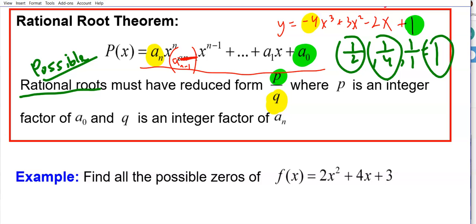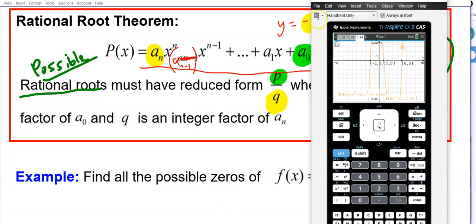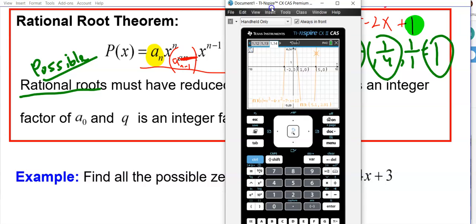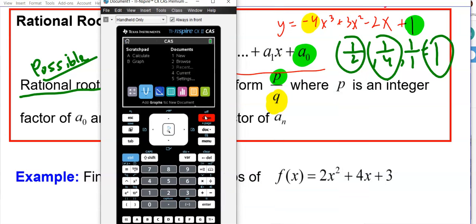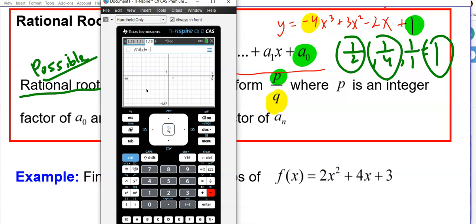So let's graph our calculus just to find out if any of those are actual solutions. So we go to new graph page, -4x to the third plus 3x squared minus 2x plus 1. And it looks like there's a solution there. Let's go menu 5.1, right there, 0.606.